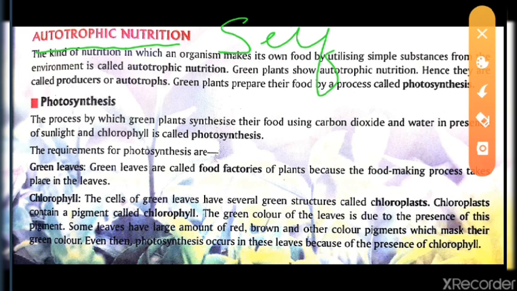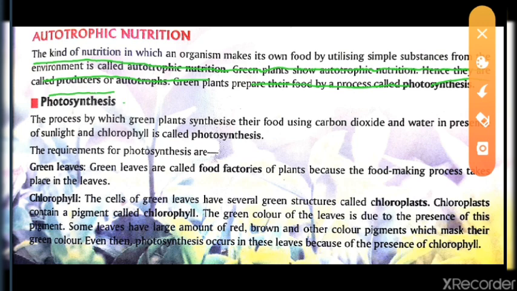So let's start. Here we are having the kind of nutrition in which an organism makes its own food by utilizing simple substrate from the environment, known as autotroph. Green plants show autotrophic nutrition, hence they are called producers or autotrophs. Green plants prepare their food by the process of photosynthesis.